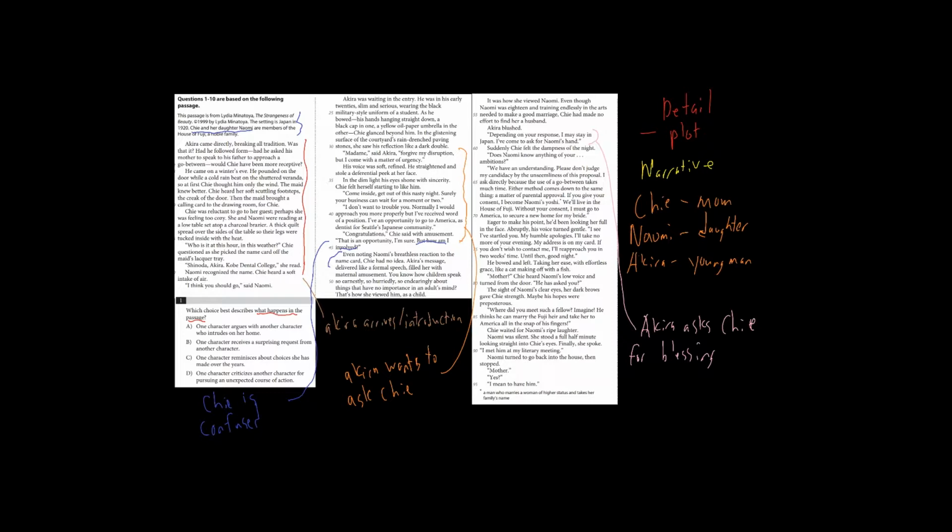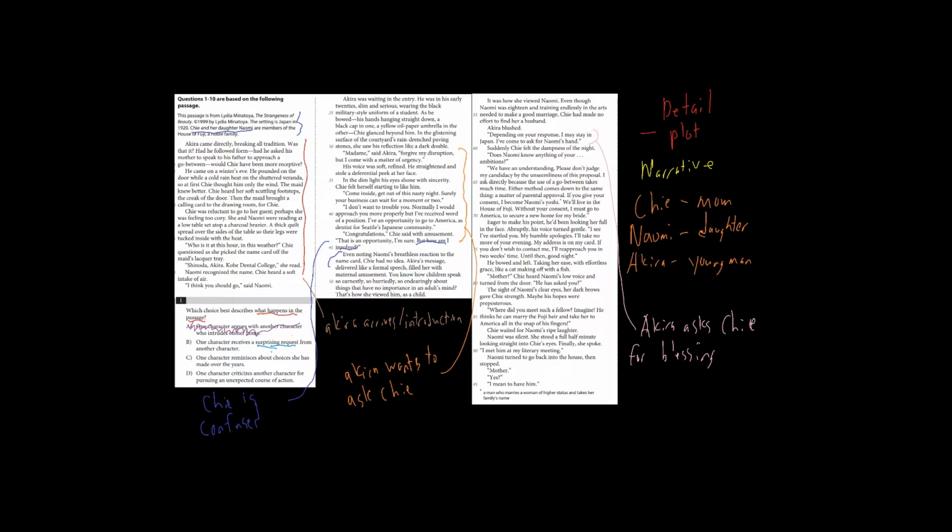And now let's go ahead and look at some of the answer choices, and we can get a feel for what's happening here. So letter choice A, one character argues with another character who intrudes on her home. It's not really right because Akira's not intruding. He is imposing himself, but again, they're not really arguing. He's just trying to ask her a question. So let's look at answer choice B. One character receives a surprising request from another character. Yeah, that sounds about right because she was really confused. She was surprised, and she was kind of like, what does this have to do with me? So especially important there is that it's a request, right? And that's kind of the bulk of this plot. So that looks like the right answer, but let's go ahead and check C and D first.